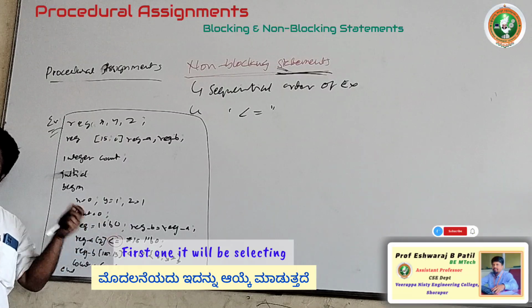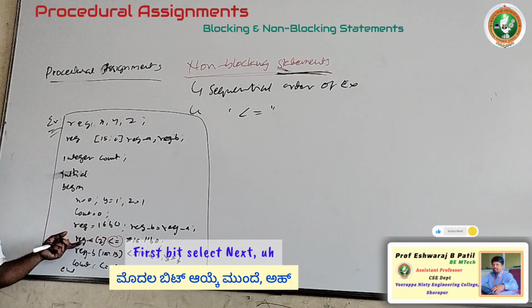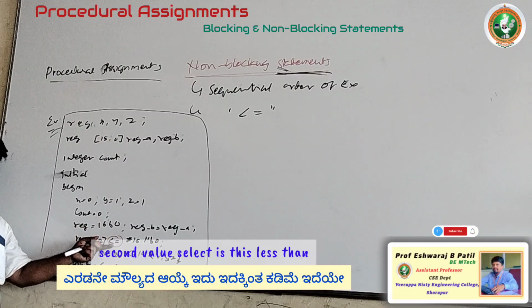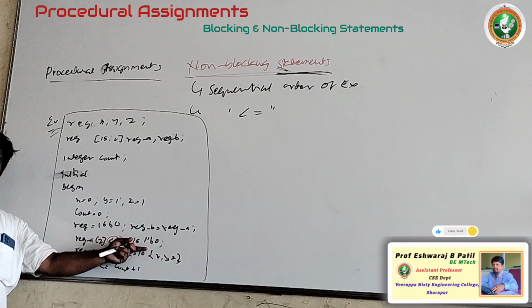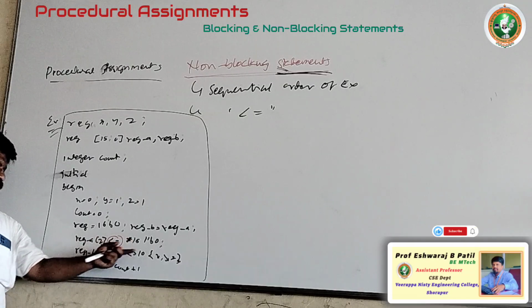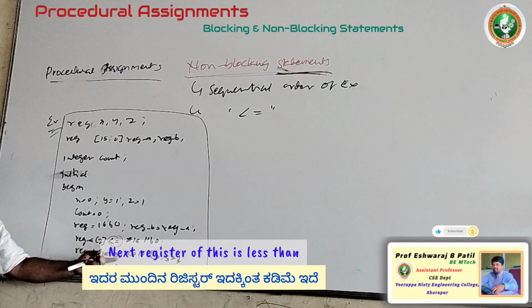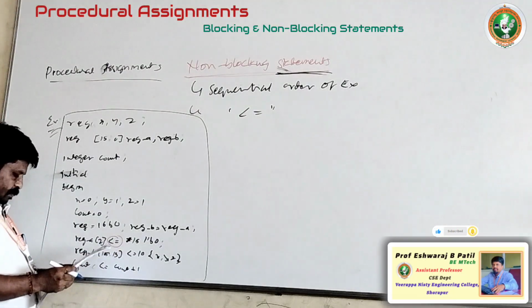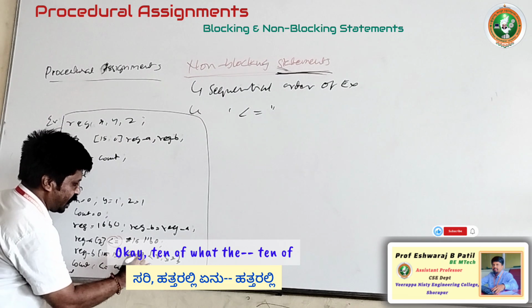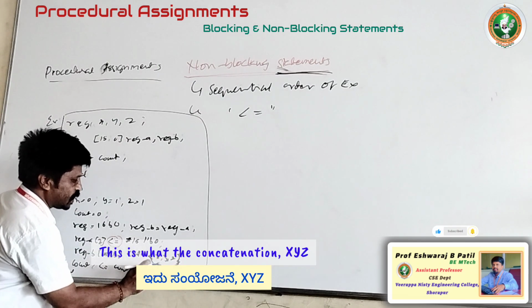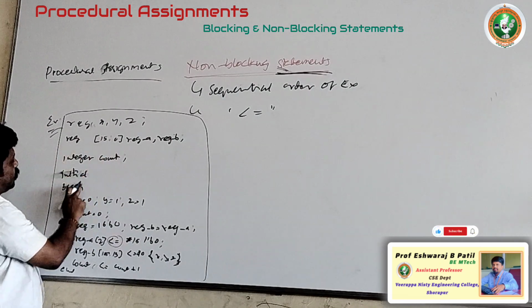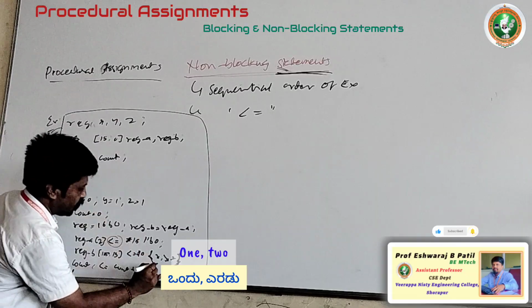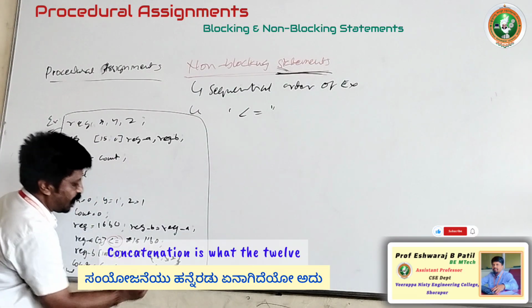First one is selecting the first bit. Next, here we are selecting the second value. Is this less than or equals to 1 bit of this one? It checks the second bit. Next, register of this is less than or equals to, with a delay mentioned here. Then 10 of this is the concatenation x y z. What is x here? 0, then 1, 2, so the concatenation is 12.